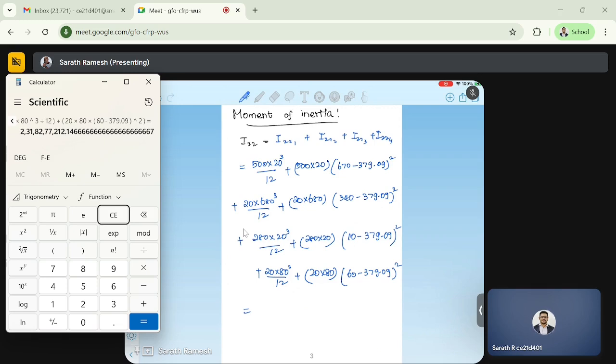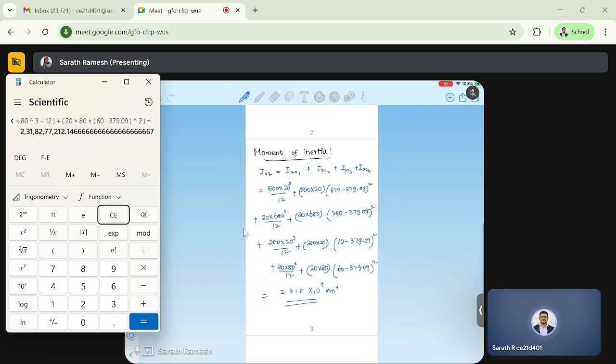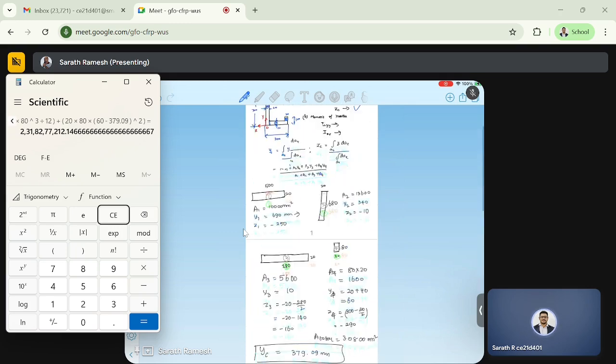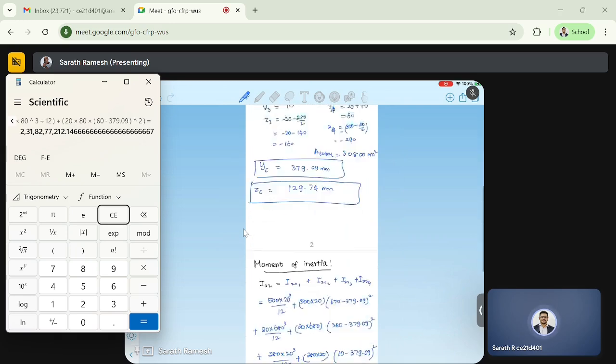Okay, finally we got an answer. So this is equal to 2.318 into 10 to the power 9 mm^4. Okay, that's it. So this is IZZ. Similarly, you can find IYY. Now I'll do a calculation for IZY.